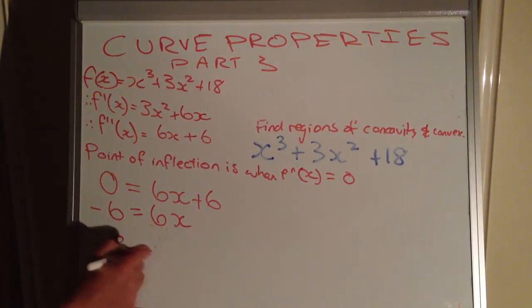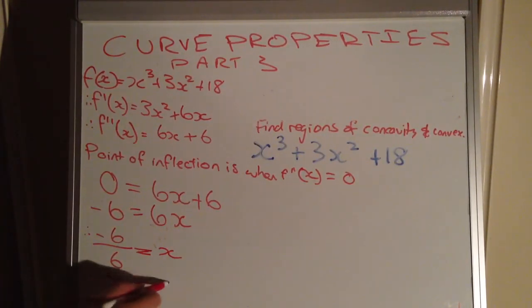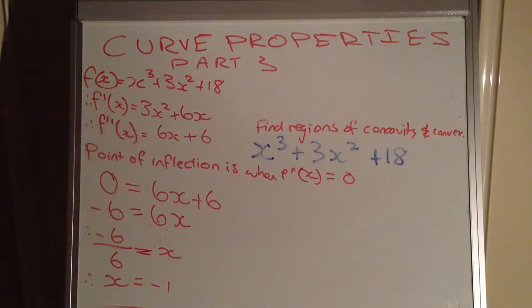So we get negative 6 divided by 6, and therefore x is going to be equal to negative 1. Okay, so that gives us an idea of where the horizontal inflection point is. And if we wanted to, we could put this negative 1 back into the formula and actually get a point.